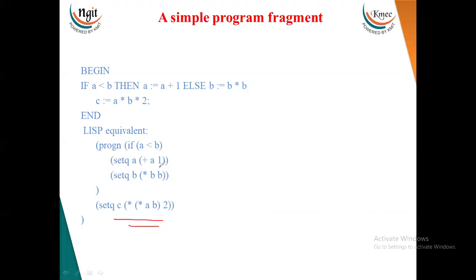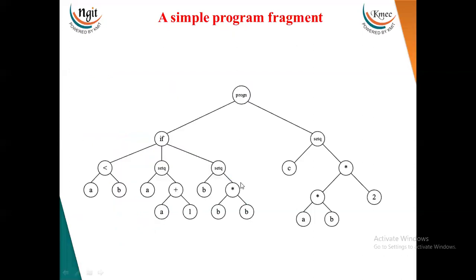So our genetic programming will use the Lisp equivalent programming rather than the normal algorithm language that we use in our traditional programming languages. This is a programming tree that we have seen: prog n, if, set q. If A is less than B, set q, A equal to A plus 1, and B equal to B into B. Similarly, set q.